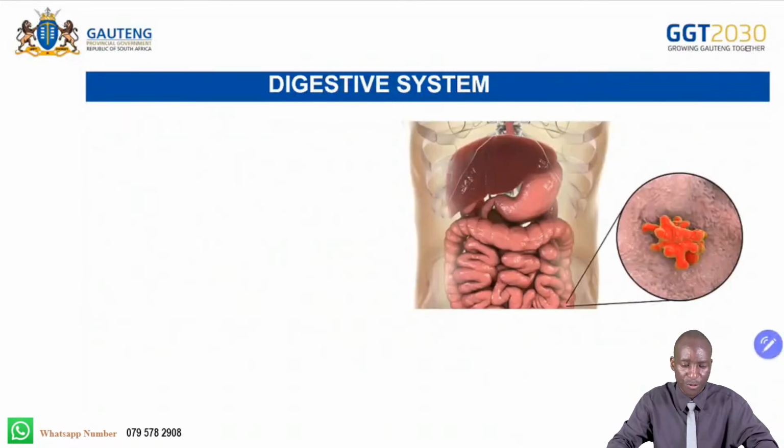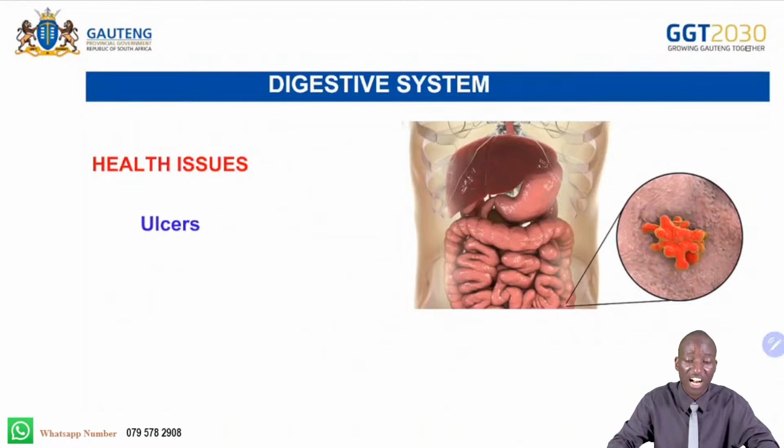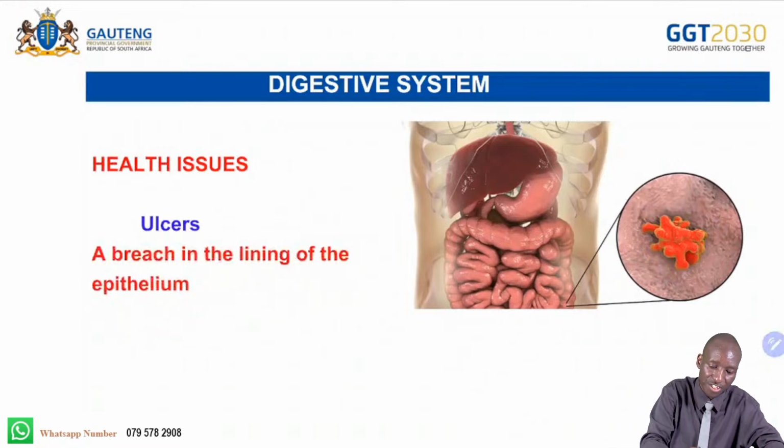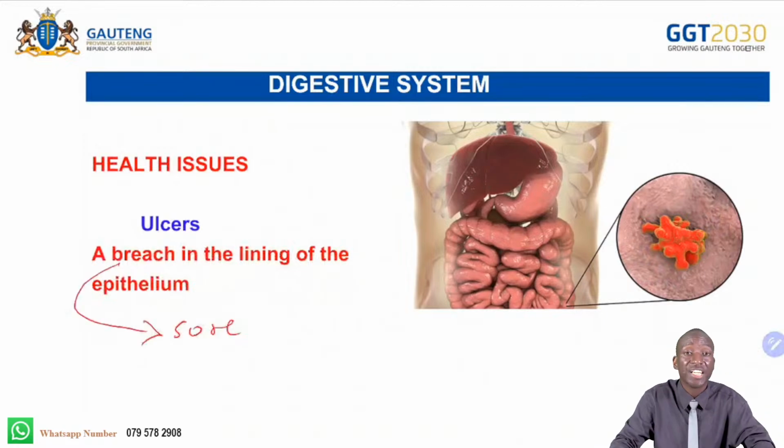Let's look at the health issues associated with the digestive system. Ulcers, usually this is now becoming a common disease to most of us. What is this disease about? It is a breach in the lining of the epithelium. A breach, we can just as well call it a sore, which develops in the lining of the epithelium, and then that is going to cause discomfort, and then you have problems with absorption and digestion of food. It affects mostly the intestines.